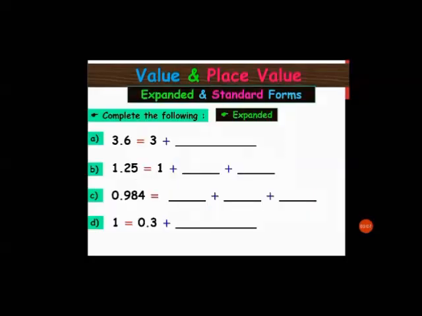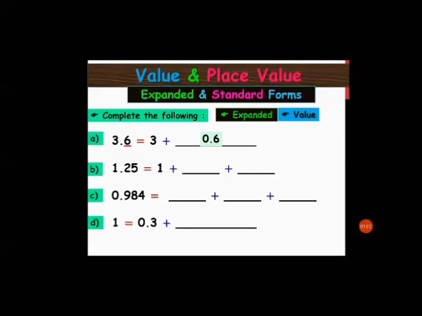Let's practice. So here, complete the following. Here, it's required to find the expanded form for the standard 3.6. So 3.6 is the standard form, and I want to expand this number. So 3.6 equals 3 plus what? As we said before, expanded is going to be found by finding the value of the digits we have. So 3 is the whole number, so we insert the 3 as it is, and then I'm going to find the value for the number 6 in this number, so it's 0.6.